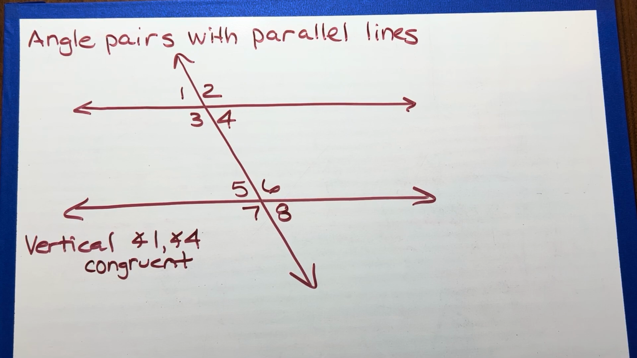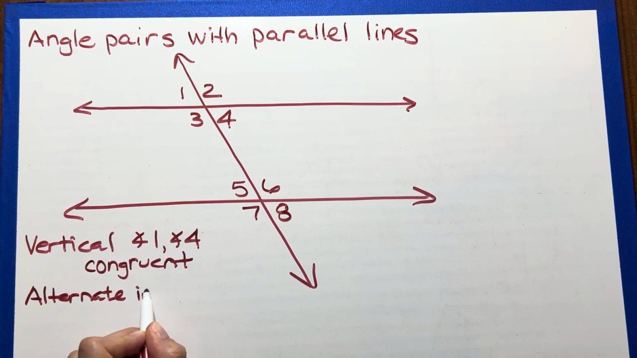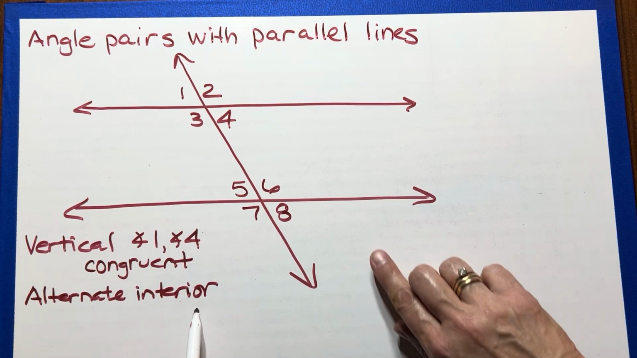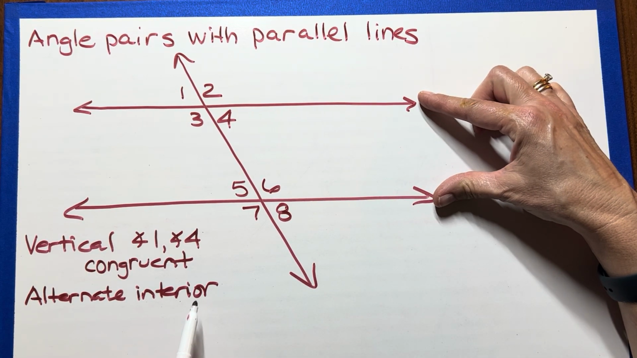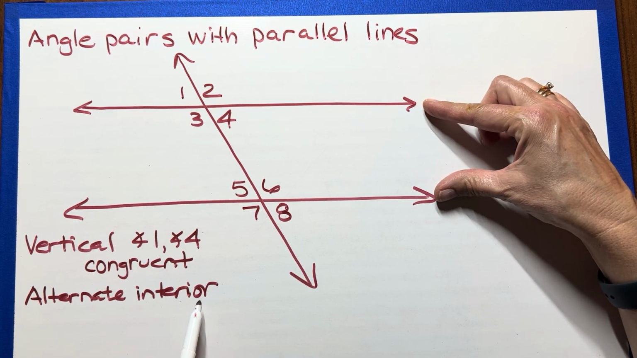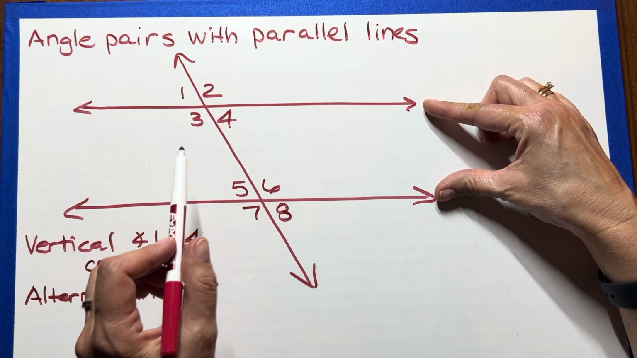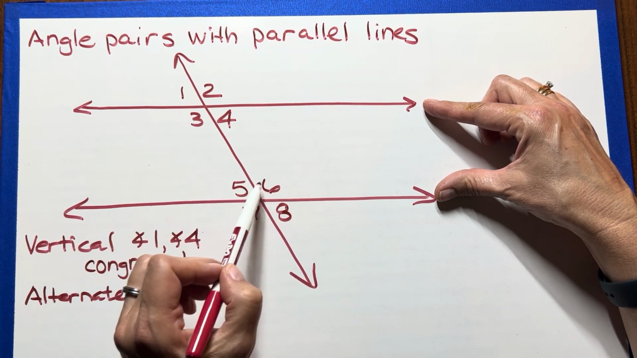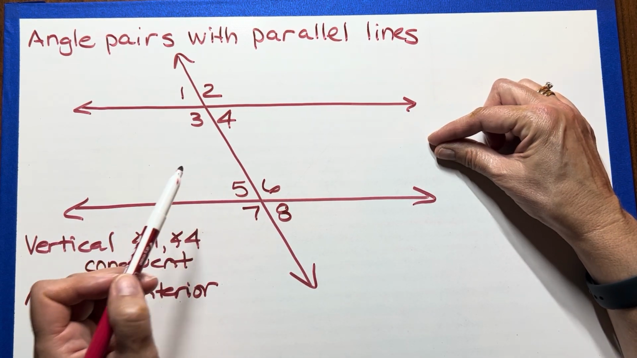Another type of angle pair would be called alternate interior. So we'll start with the interior first. Interior angles are the angles that are between the two parallel lines. So interior angles here would be the 3, the 4, the 5, and the 6. Those are the only 4 angles that are in between the parallel lines.